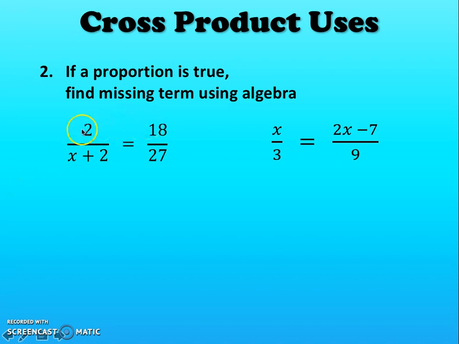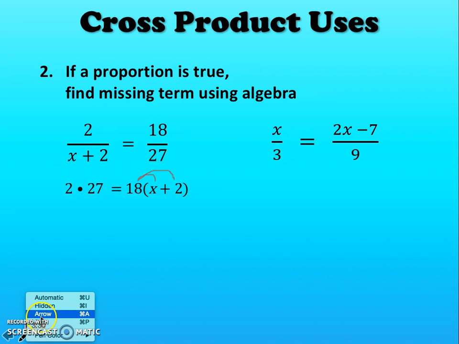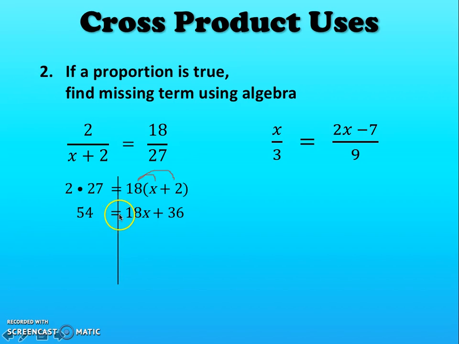In order to do this, I'm still going to take my 2 times 27, and that equals 18 times this whole thing, x plus 2. That means I'm going to put the x plus 2 in parentheses. When I've got these parentheses, remember, I have to distribute that 18 to the x and the 2. So I'm going to have 2 times 27 equals 54. And then 18 times x is 18x. Bring down the addition sign. 18 times 2 is 36.